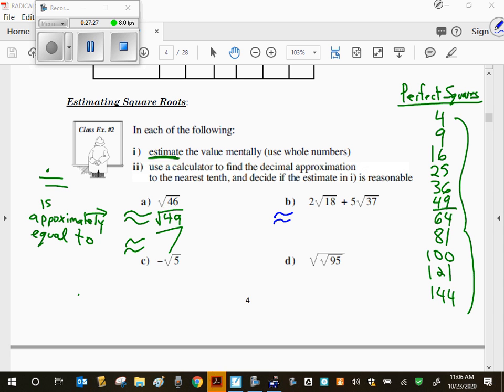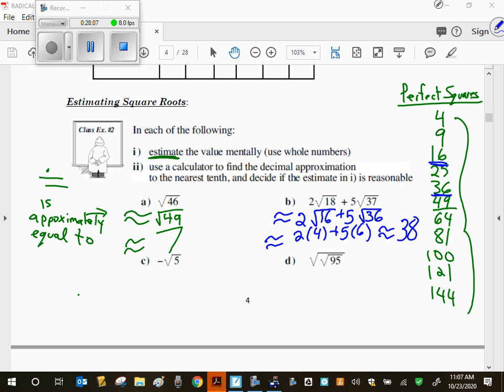When there's a number in front, you just leave the number out in front. You're just changing the square roots. The square root of 18 is closest to what number? Right there, 16. So you change that to 16 plus 5 times the square root of 37, which is closest to 36. And then you simplify those perfect squares. Square root of 16 is 4, plus 5 times the square root of 36 is 6. And then we have 4 plus 30, which is approximately equal to 34.